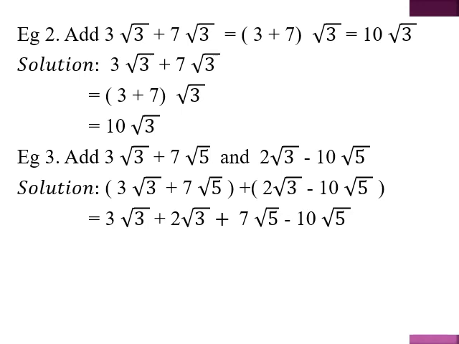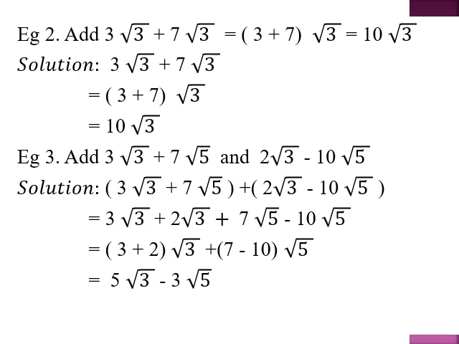See here, in the first two terms root 3 is common, so take it out common: 3 plus 2. In the third and fourth terms root 5 is common, so take root 5 out common, so it is 7 minus 10. So the final answer is 5 root 3 minus 3 root 5. After that you can't simplify it because root 3 and root 5 are two different numbers. You can consider them as variables; we can't add or subtract x and y. Like that, root 3 and root 5 we can't add or subtract.